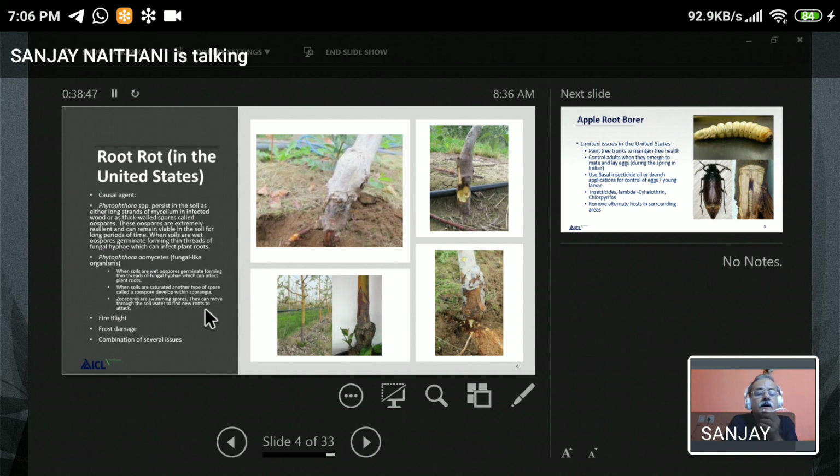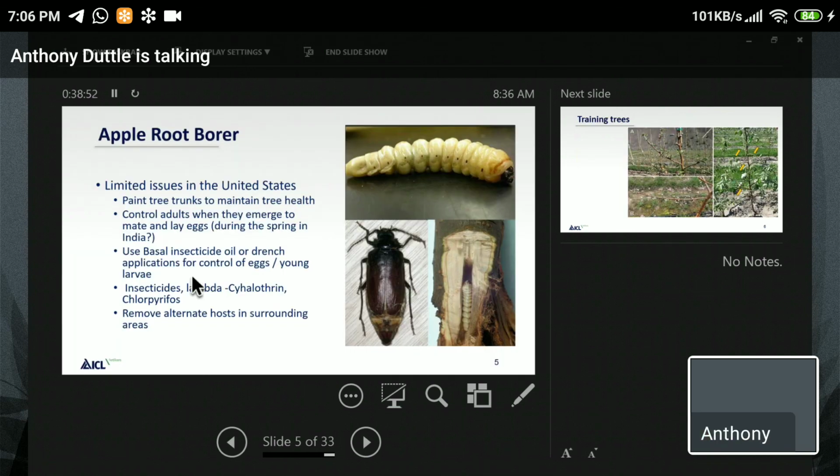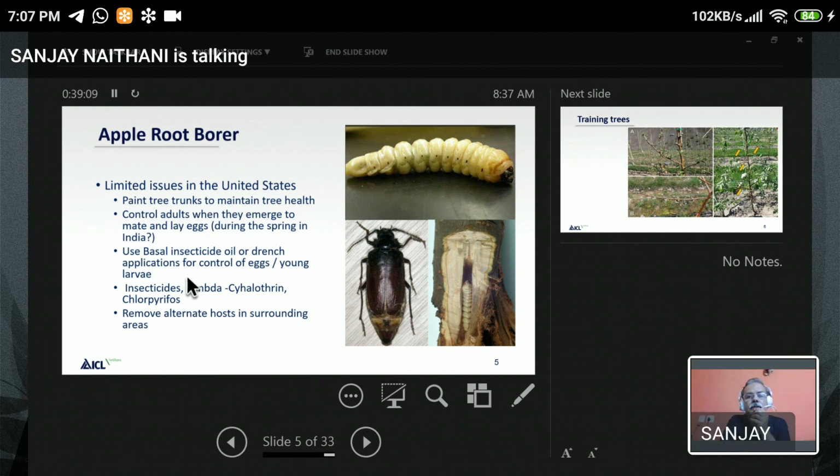So we can, I think, move to apple borer now. Okay. One thing I did forget to mention is that, I don't know if it's common practice there to paint the trunks of the trees white. Not very common, but some people do paint trees. It's common. Nathani ji says it is common.